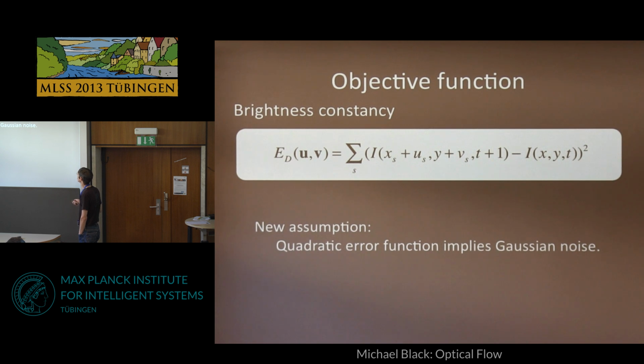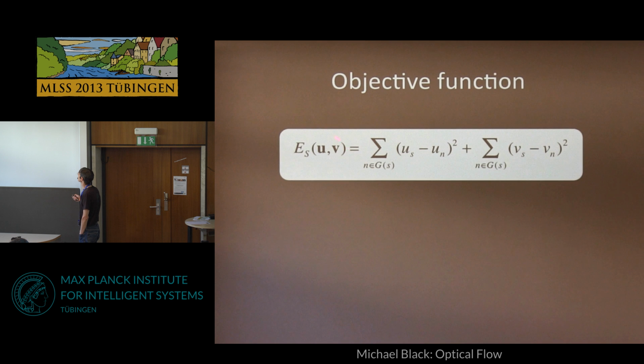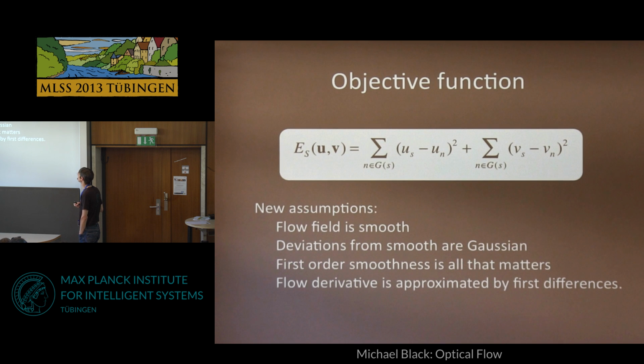Okay? So here's a new assumption I just made. I just stuck a 2 here, which implies something about the noise distribution I expect, and in particular that I assume it's Gaussian. Now, I'm going to define a spatial term, E sub s, which is a function of the flow field, and it's just going to be this pairwise Markov random field term I just described for you. Again, I'm going to put 2's here, which assumes that the flow field is smooth, that deviations from smooth are Gaussian, and first order smoothness is all that matters. I only care about first derivatives, and in fact, I can approximate the derivatives with first differences.